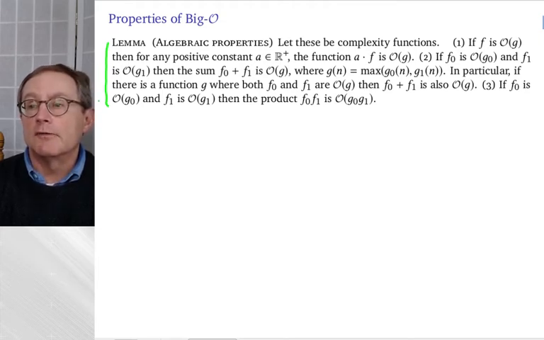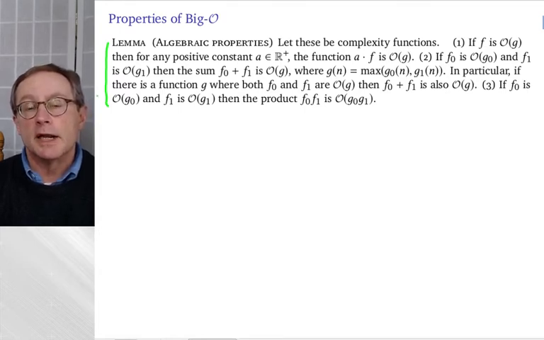And then same thing for the product. If F0 is big O of G0 and F1 is big O of G1, then the product F0 times F1 is big O of G0 times G1. So it has all these nice algebraic properties, and if you take an x cubed and an x to the fourth, then the result is going to be an x to the seventh type of property.